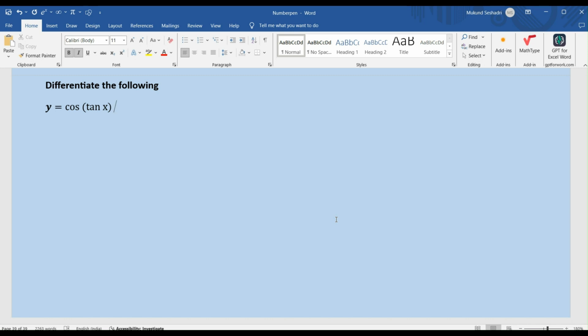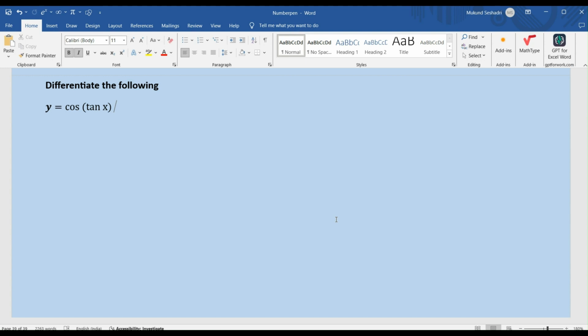So there we have the problem on our screen. Differentiate the following: y equals cos of tan x, right? Again, we see this is of the type f of g of x. And whenever you see a function of the type f of g of x, in this particular case my f is cos, and my g of x is tan x. So it's a simple application of the chain rule in differentiation.